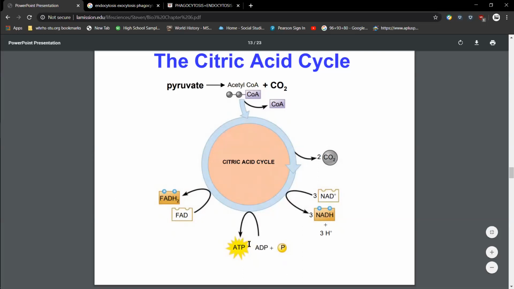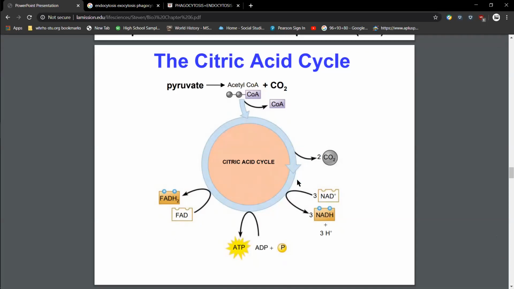Now, FADH2 is like the same thing as NADH, and FAD is the same thing as NAD plus. They both have the same purpose. They transport electrons. It's just that their structure is a little bit different, but you can pretty much remember them as the same thing. They serve a very, very similar function.